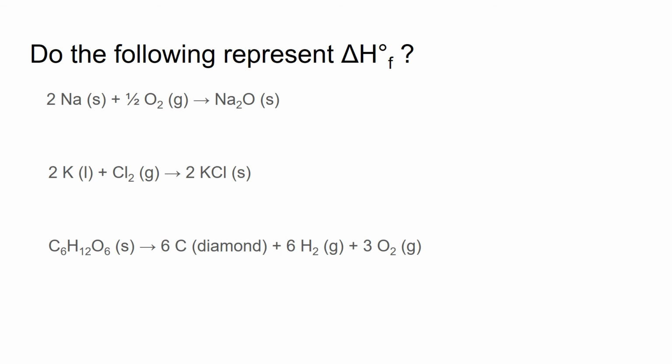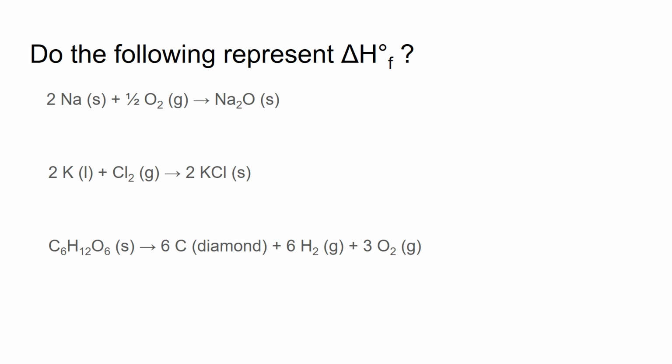So do the following equations represent delta HF? Remember, delta HF is the formation of 1 mole of a compound from its constituent elements. So let's look at number 1. We have 2Na plus 1/2 O2 yields Na2O.